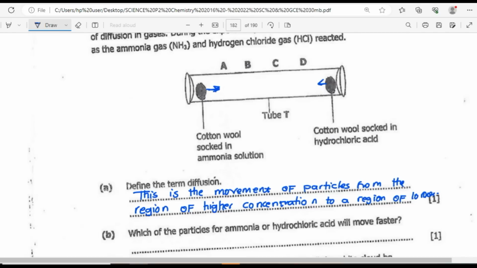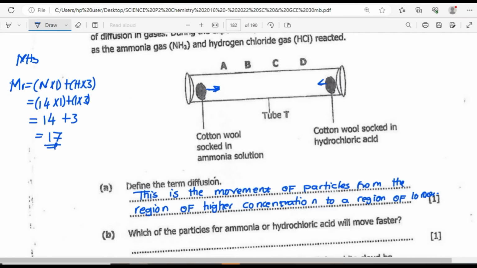So for us to know the gas that will move the fastest, you need to look at which one is lighter and which one is heavier. So ammonia, we know that ammonia is NH3. So if we are to solve for Mr, ammonia is N times 1 plus hydrogen times 3. So N is 14 times 1 plus 1 times 3. So 14 times 1 is 14 plus 3. This will give us 17.